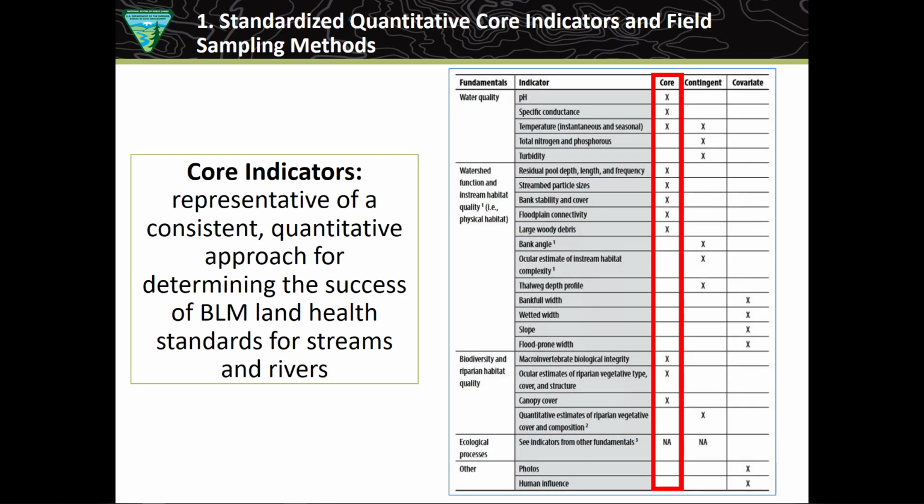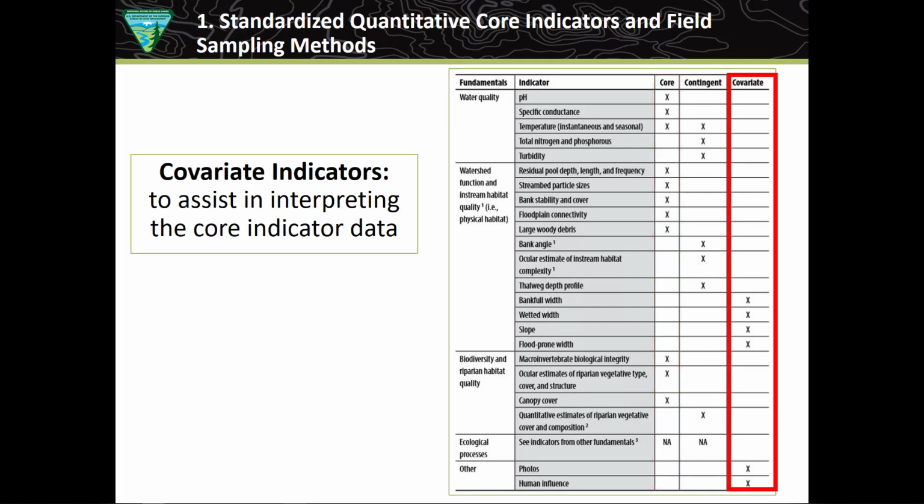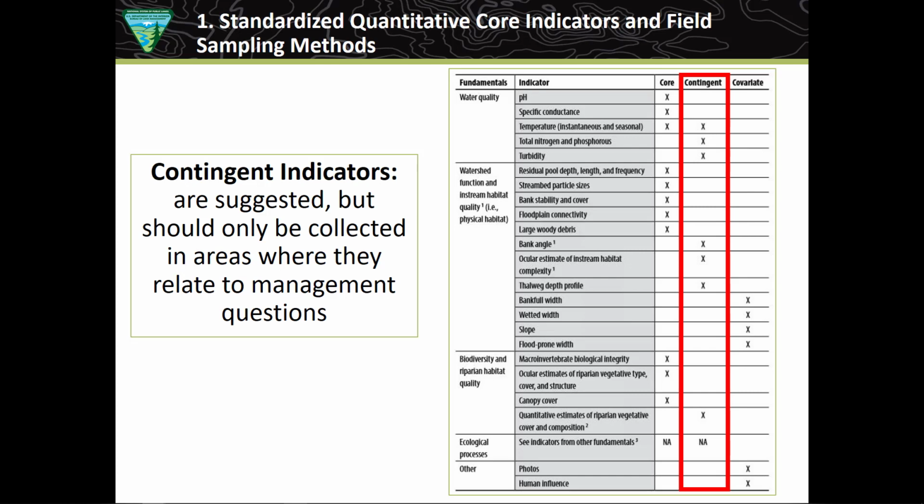The Aquatic AIM indicators consist of 11 core indicators that are representative of a consistent quantitative approach for determining the success of BLM land health standards for streams and rivers. There are 6 covariates to assist in interpreting the core indicator data. 7 contingent indicators are suggested, but should only be collected in areas where they relate to management questions. The collection of supplemental indicators is highly encouraged for specific and localized management questions.